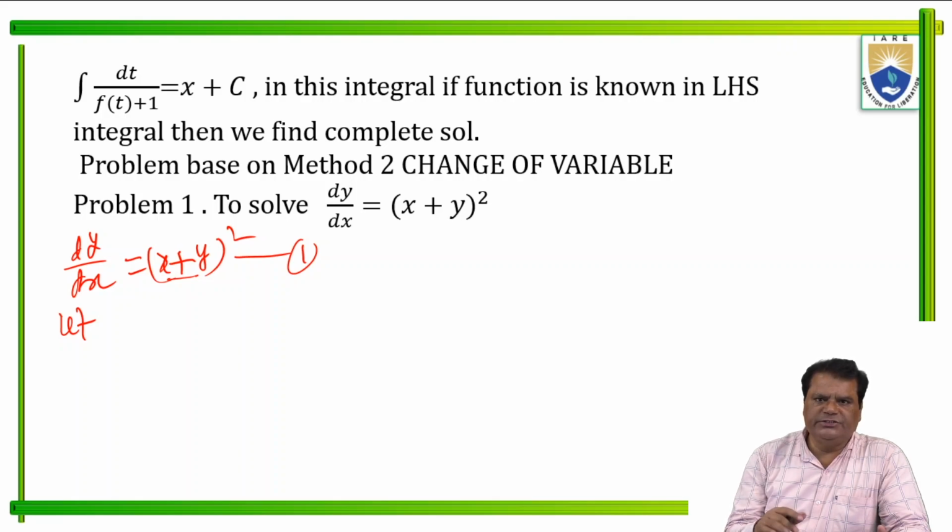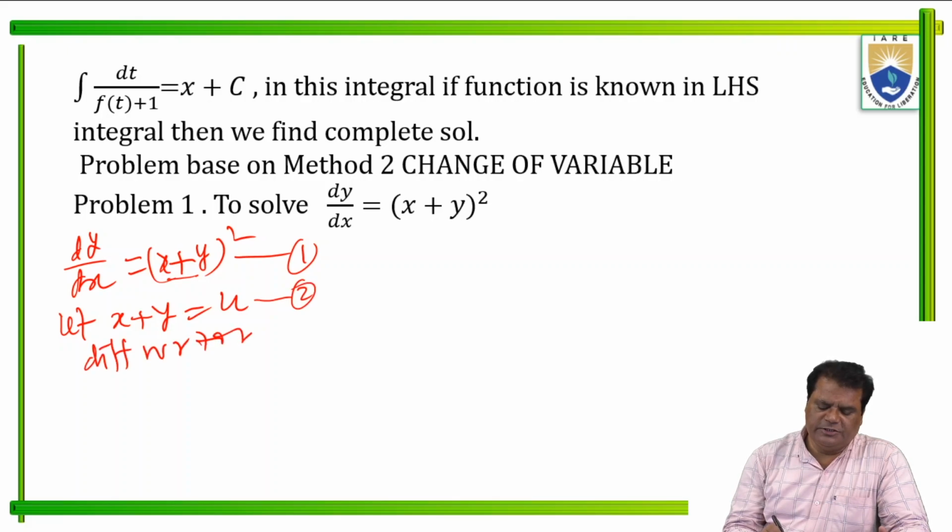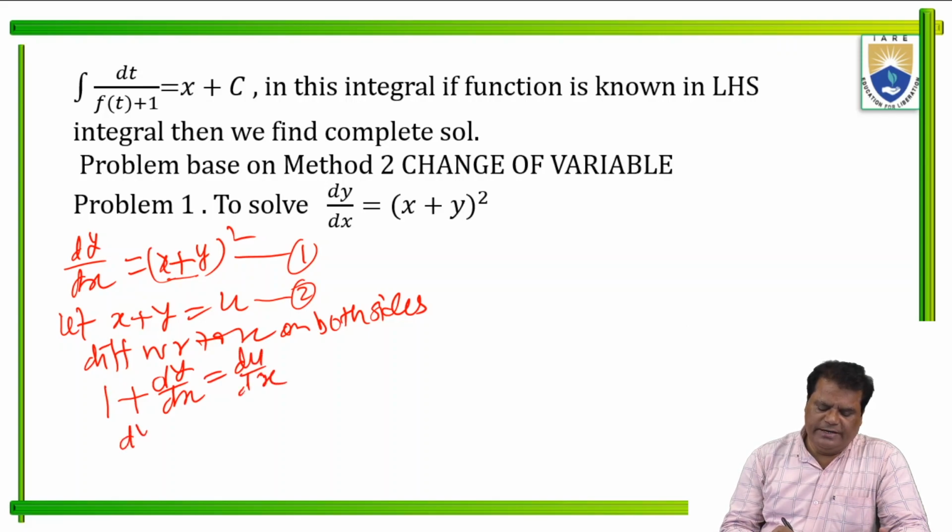But now we change x plus y into a single variable. I am writing x plus y equal to u. This is equation 2. Differentiating with respect to x on both sides, the differential of x is 1, plus the differential of y is dy/dx, equal to the differential of u, which is du/dx. So now dy/dx is equal to du/dx minus 1.